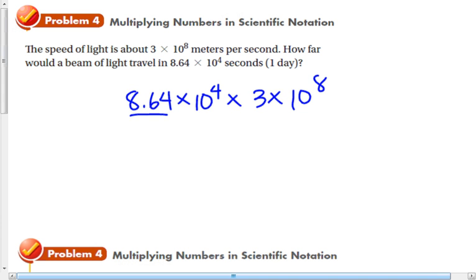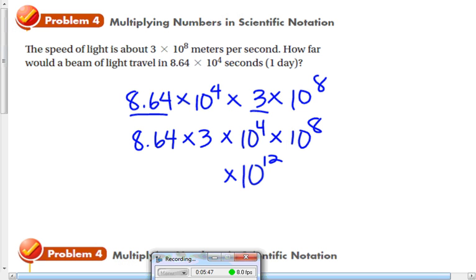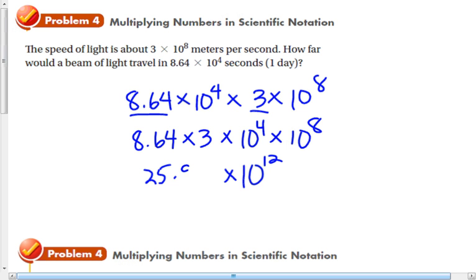And we're going to rearrange this and keep it in scientific notation. So I'm going to do 8.64 times 3 times 10 to the 4th times 10 to the 8th. And we'll use our power property that says if the base is the same, we can just add the exponents and get 10 to the 12th. Then I just need to multiply 8.64 times 3. And that's 25.92. And then just a last step, we want to make sure we have our final answer in scientific notation. So I'm going to move the decimal one place to the left. If I do that, I need to multiply by 10 one more time. So that makes it 10 to the 13th. Go ahead, you try that.